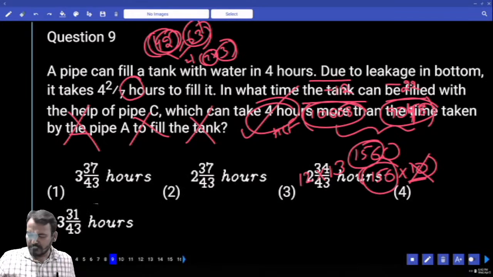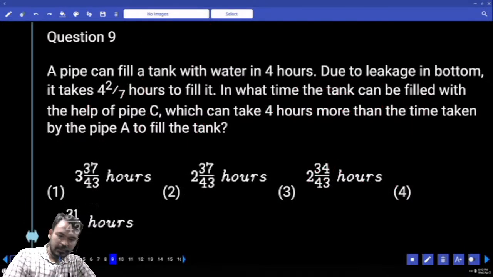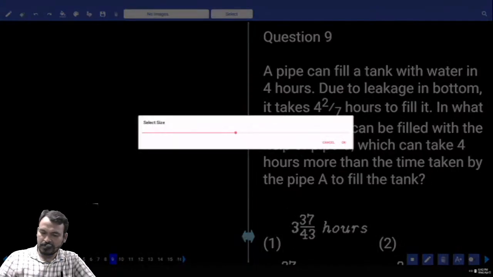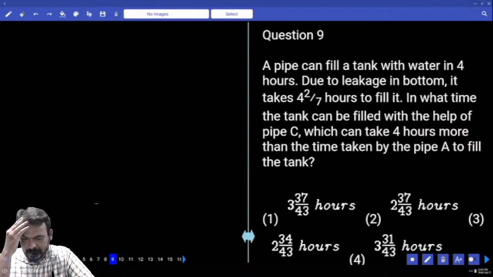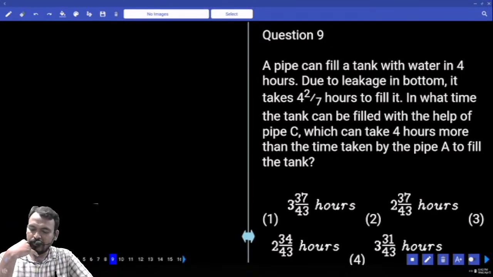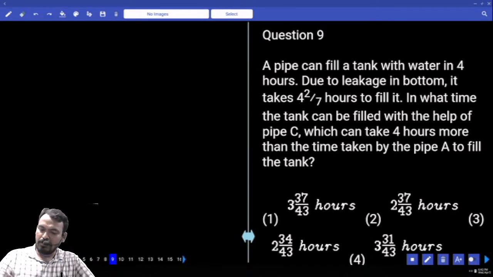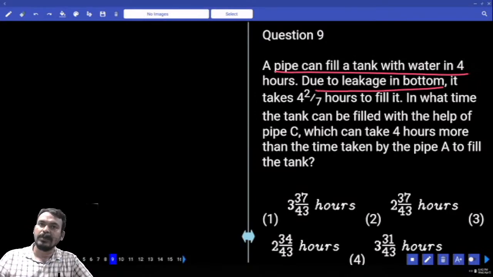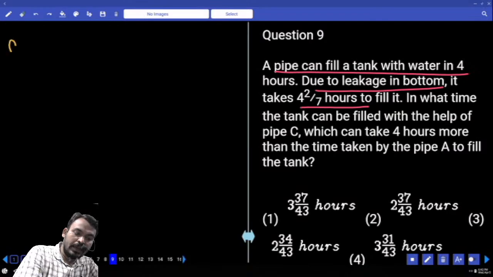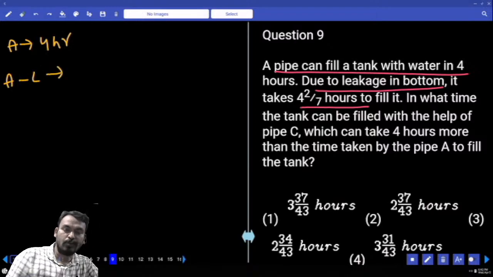Next, question number 9. A pipe can fill a water tank within how many hours? 4 hours. Due to leakage in the bottom, it takes 2/7 hours to fill it. In what time can the tank be filled with the help of C, which takes 4 hours more than the time taken by A to fill the tank? Already we know A alone can fill the tank in how many hours? 4 hours. Including leakage, how much time to fill? 4/7. A alone takes 4 hours. A and leakage together fill the tank in 4/7.